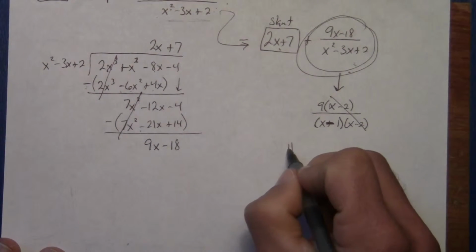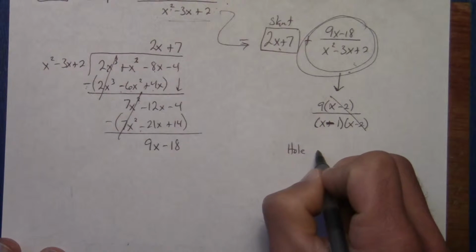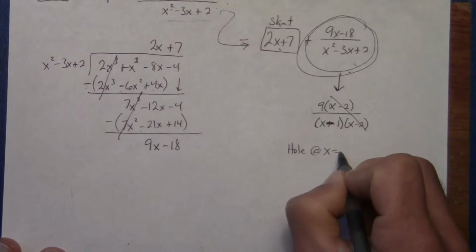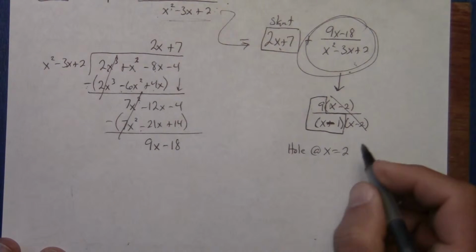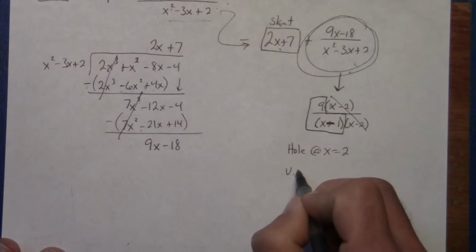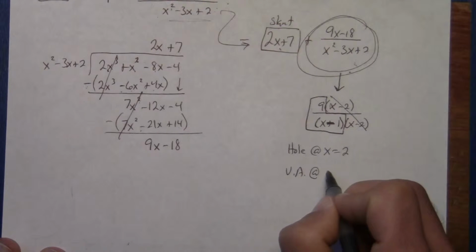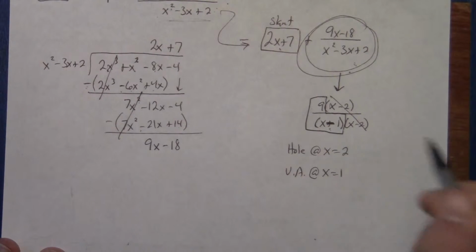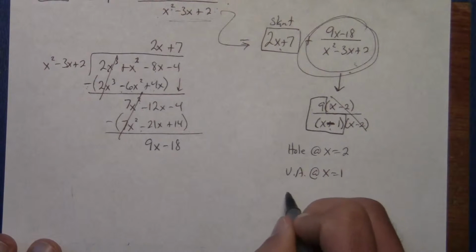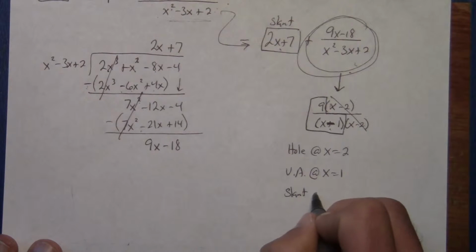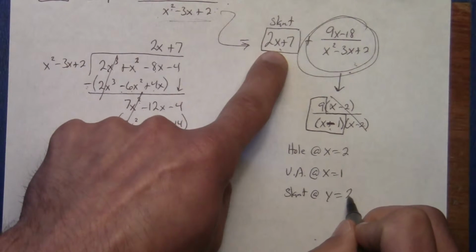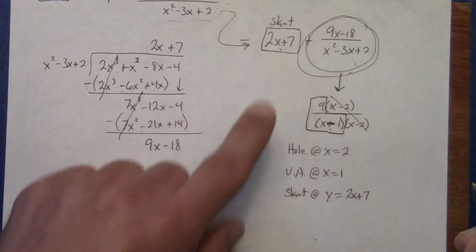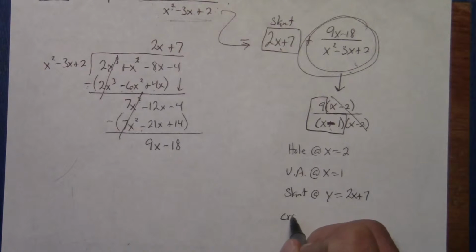So when I start listing off my information, I'm going to say that I have a hole at x equals 2. This is my remainder now. So my vertical asymptote, I only have 1, is at x equals 1 from this. Horizontal asymptote, I don't have one, but I do have a slant, and my slant asymptote is y equals 2x plus 7. And now I'm going to ask, does it cross the slant asymptote?